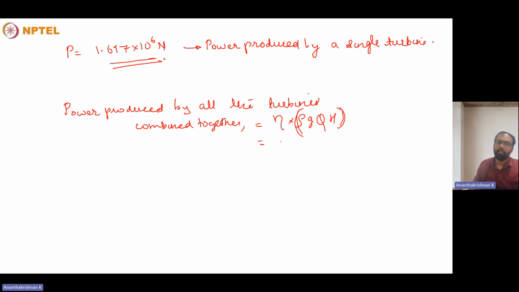The efficiency is given in this particular problem as 90%. The turbine efficiency is given as 90%. So we can use 0.9, rho 10 cube, g 9.81, and in this particular problem the total flow rate for all the turbines combined together is 282 meter cube per second. So we can use 282 multiplied by H, which remains the same for all the turbines, that is 3.7.